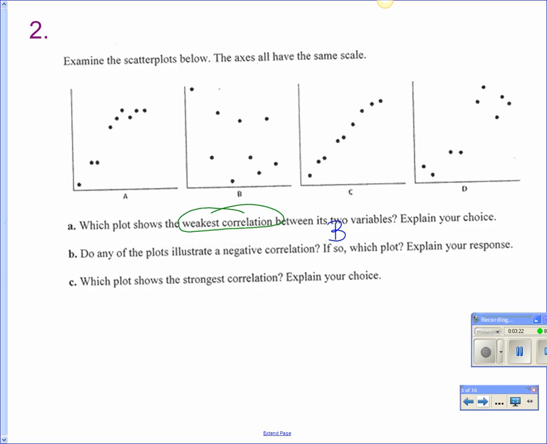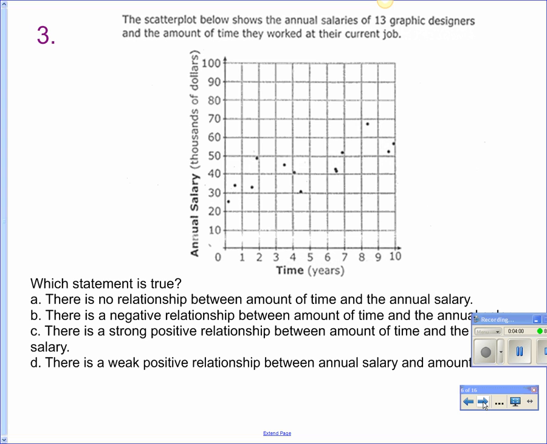All right, B says, which ones have negative? Andrew, which one has a negative correlation? Do any of them? All right, B you could kind of say is going down if you wanted. You could also argue that none of them do. So you could put B, or I would also accept none on that one because that one's kind of tricky. All right, C says which one has the strongest? Daniel, which one has the strongest correlation? C. Daniel, why is it the strongest? The dots are the closest to the line. Good.